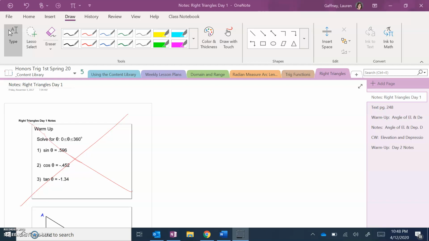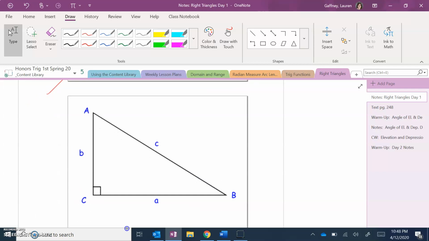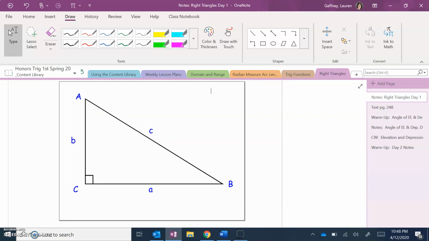Okay, so let's dive into our next section. This is actually going to be in the right triangles tab. I'm going to skip over this first slide and dive right into this. A lot of this should be review from geometry. I know it's been a little while since you've had geometry, so just follow along with me as I go through some of these examples.